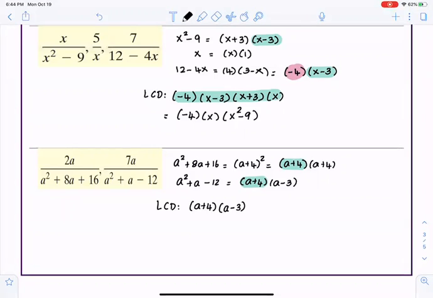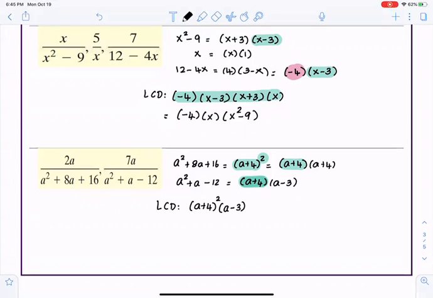If you have a common factor, let's just say we have a plus 4 in one and a plus 4 times a plus 4 in the other. So those two are the same, but one of them has a higher power. So when we form the LCD, if we have identical factors, you put the one with the higher power. Does that make sense?